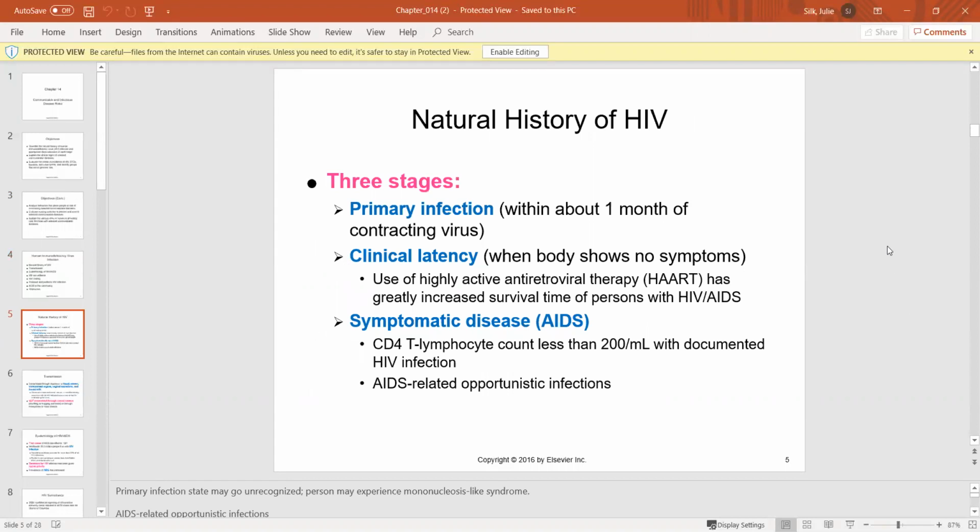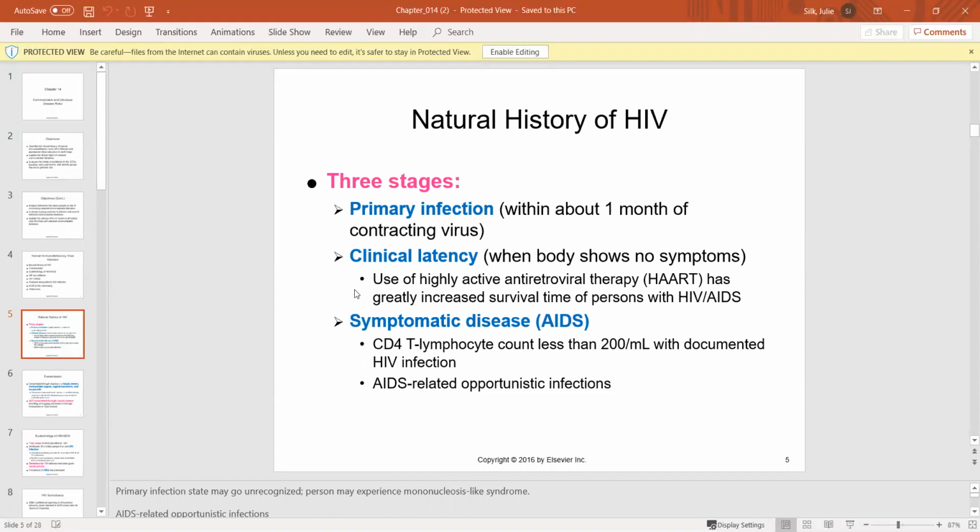So really with HIV, there's 3 stages of infection. You have the primary infection, where you get infected with the HIV. This is within about a month of contracting the virus. During this time, a lot of times people don't have a whole lot of symptoms, and if they do, it's just flu-like symptoms. So you don't think anything of it. You may not think there's anything wrong.